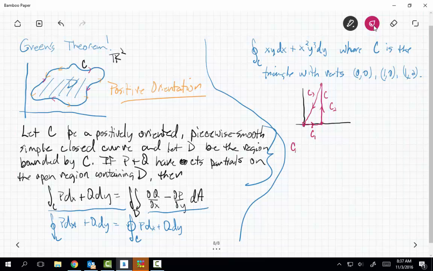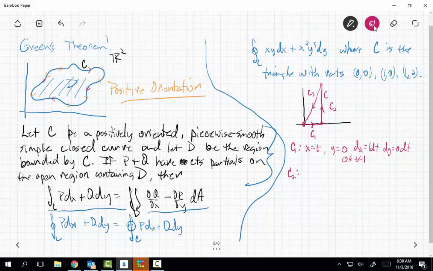C1 has got to be parameterized, right? So I'm going to let x equal t. I'm going to let y equal 0, because it stays 0 the whole time. dx is equal to 1 dt. dy is equal to 0 dt. And I know this is going to be for t between 0 and 1, right? That's easy enough.